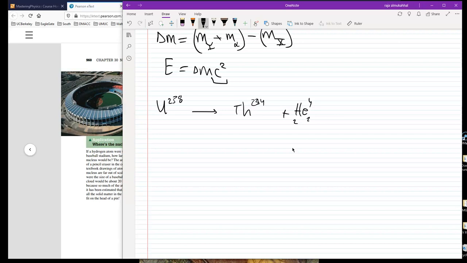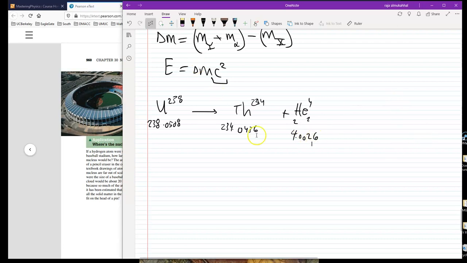Before I do that, let me just show you, if I look up the tables for the masses, the atomic masses of those three: the atomic mass of uranium-238 is 238.0508. The mass of thorium is 234.0436 AMU, and the mass of the helium nucleus is 4.0026. Okay, and let me show you that very quickly.